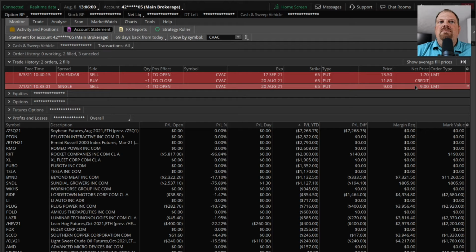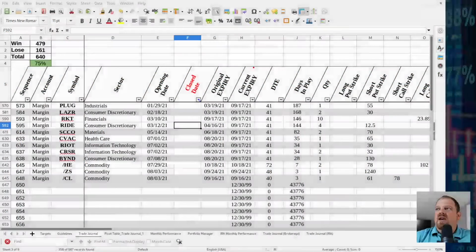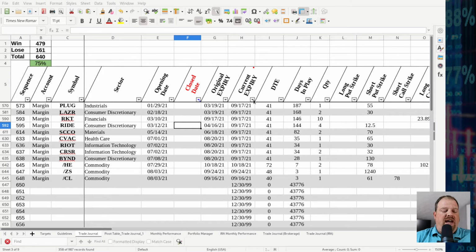Now, this can seem kind of confusing, which is why we've talked before about keeping track of your trades in a journal, because the profit and loss graphs in a lot of these brokerage firms do not take into account or remember some of the historical trades that were involved in your chain. So what I'm going to do here is open up my trading journal, and I want to talk about how I happen to track the CVAC.